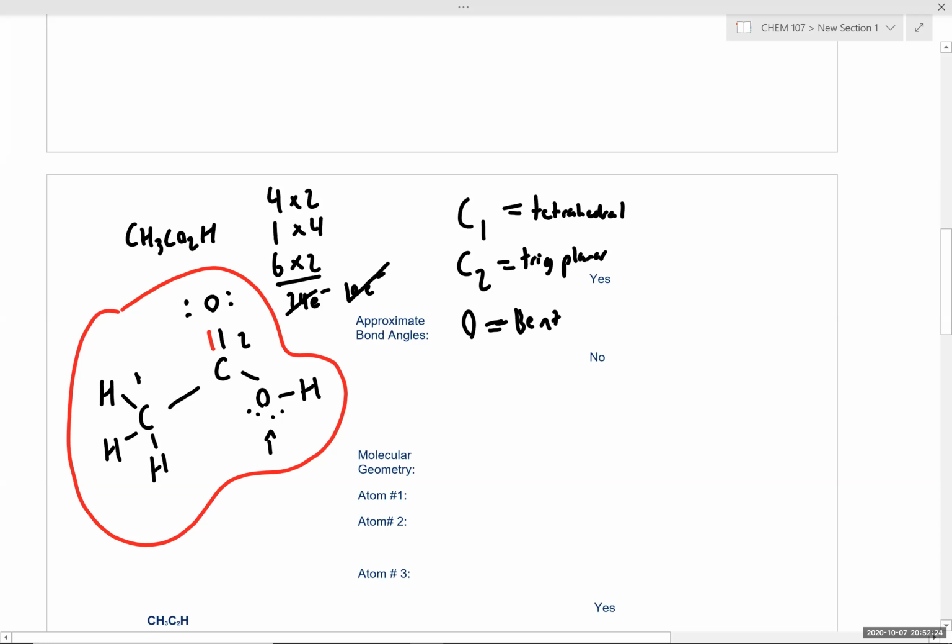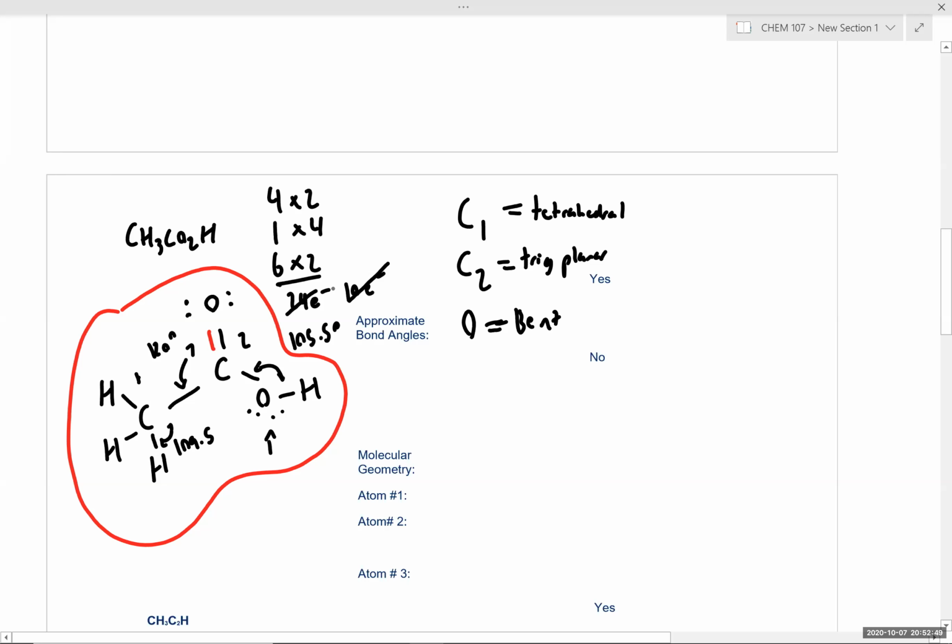Perfect. So then our bond angle for tetrahedral will be 109.5. For trigonal planar, it's 120. What about for bent? What's the bond angle for the bent geometry? Because it has lone pairs, it's 105.5. Yes, exactly right. It would be 105.5 degrees.